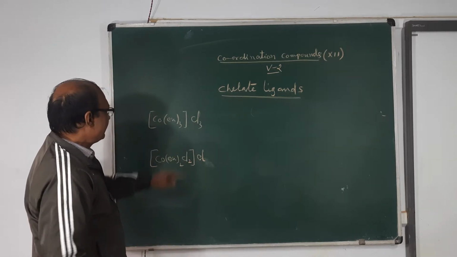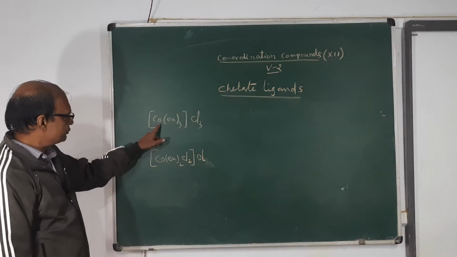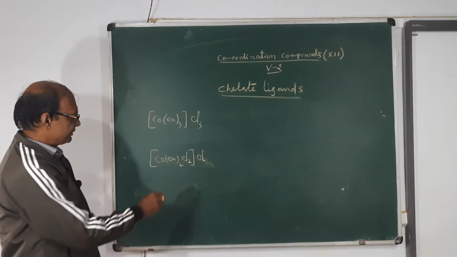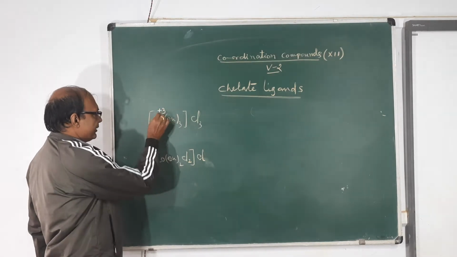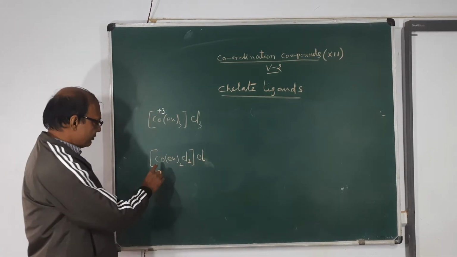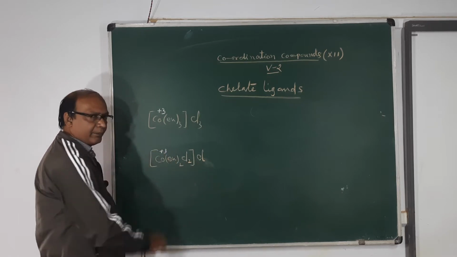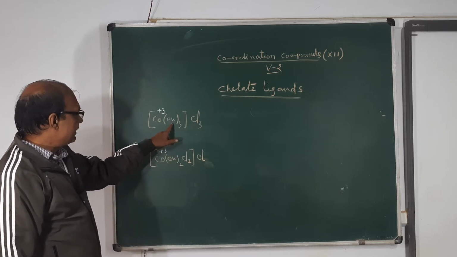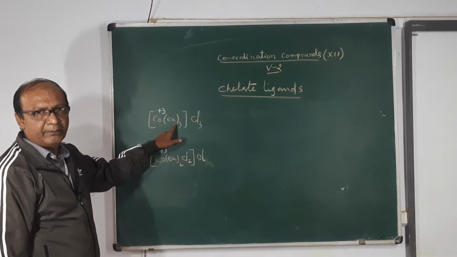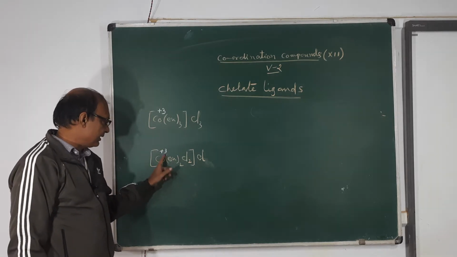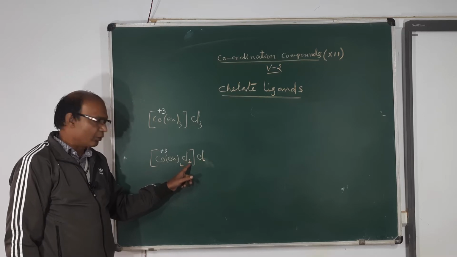In this one, cobalt is the central metal ion, because its oxidation state is +3. Here also the oxidation state of cobalt is +3, so it is the central metal ion. Here there are 3 chelate ligands, ethane 1,2-diamine. Here there are 2 chelate ligands, and 2 chloride ions.